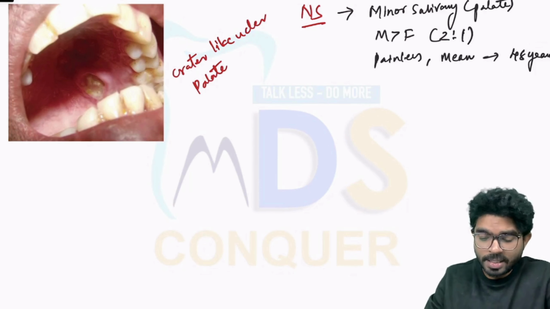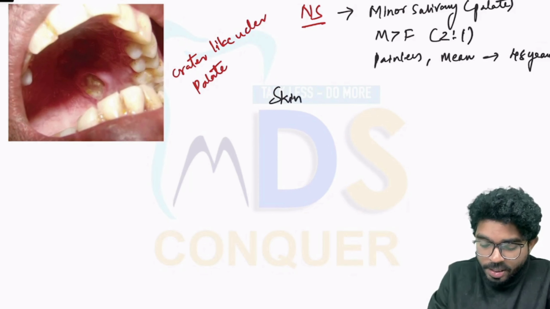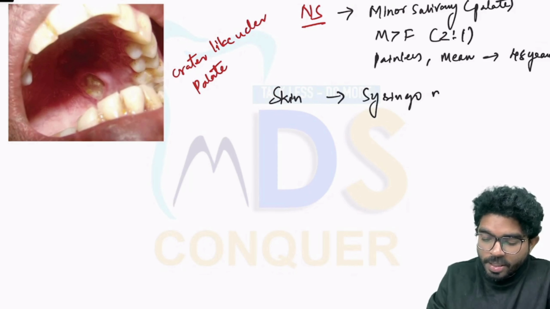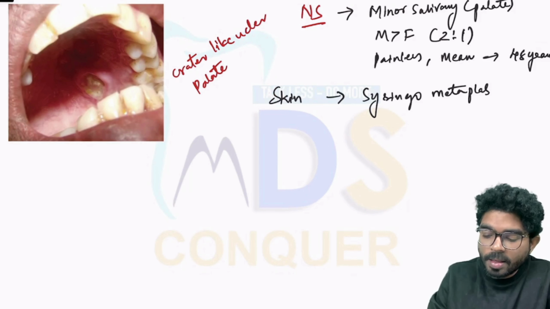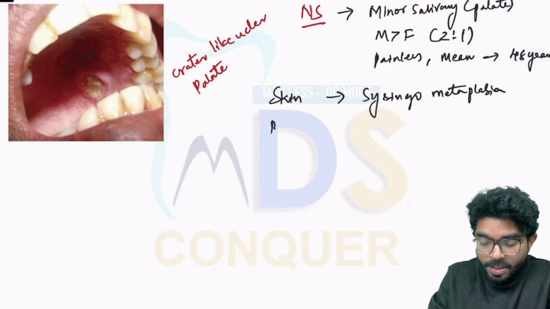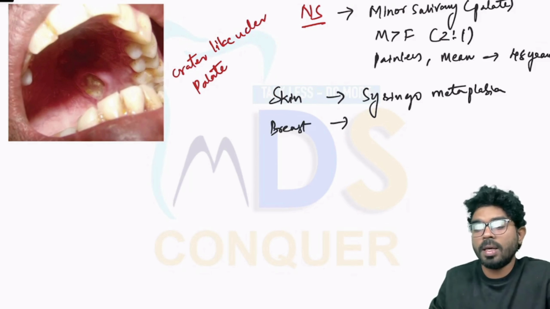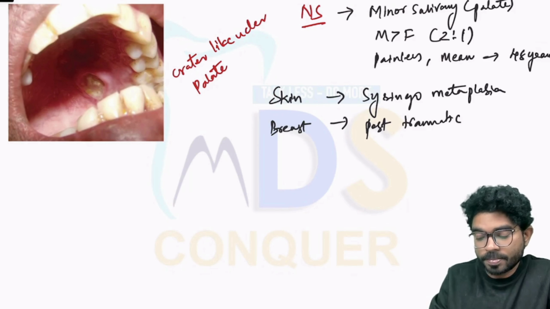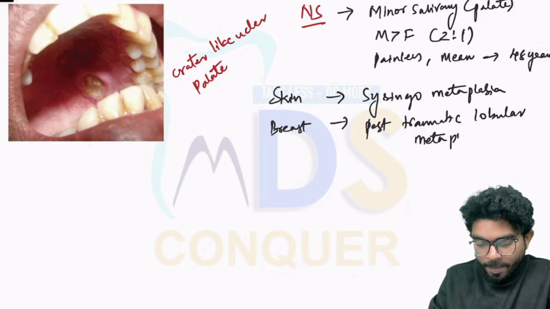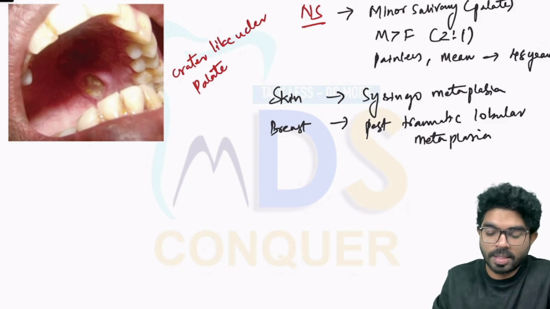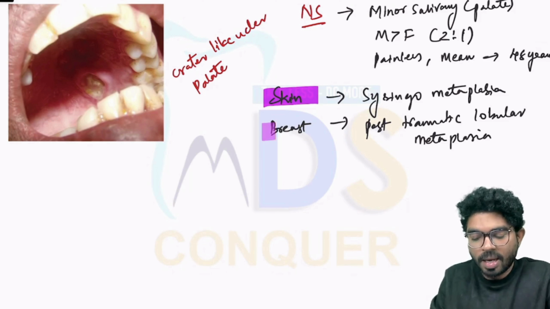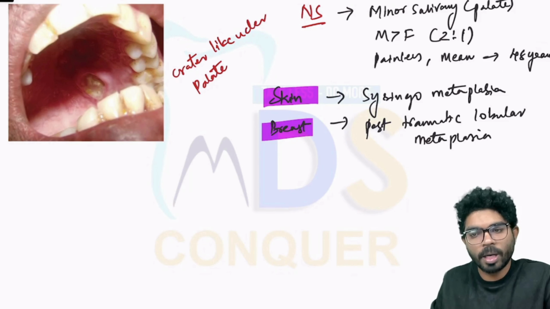A similar lesion can occur on the skin. The lesion which occurs on the skin is called syringometaplasia. A similar lesion can occur in the breast of the female, and that is called post-traumatic lobar metaplasia of the breast. So on the skin it is called syringometaplasia, and this question was repeated many times in the exam. On the breast, it is called post-traumatic lobar metaplasia.